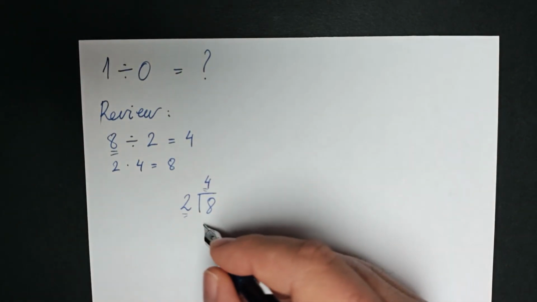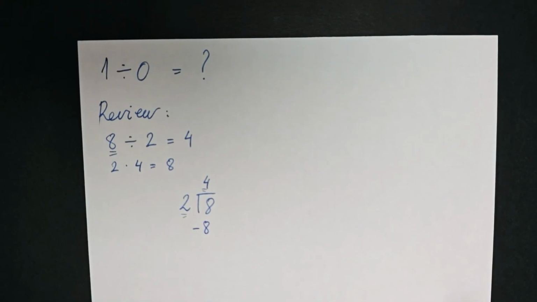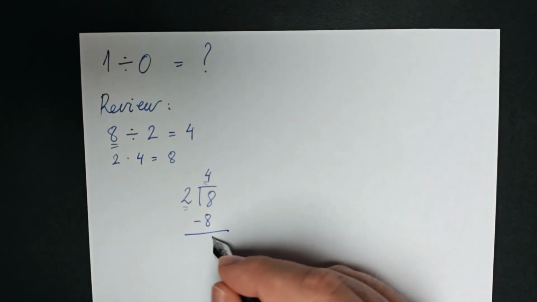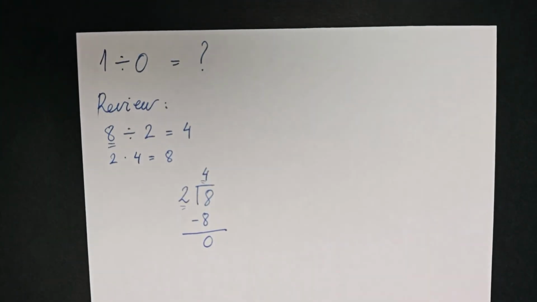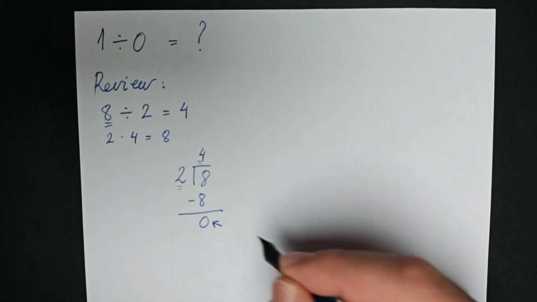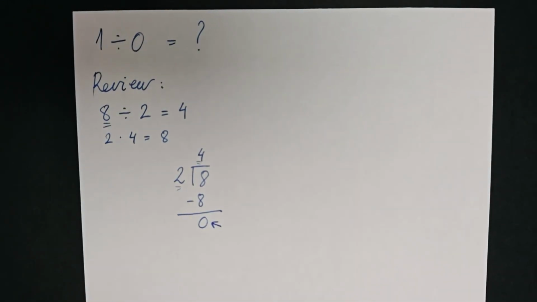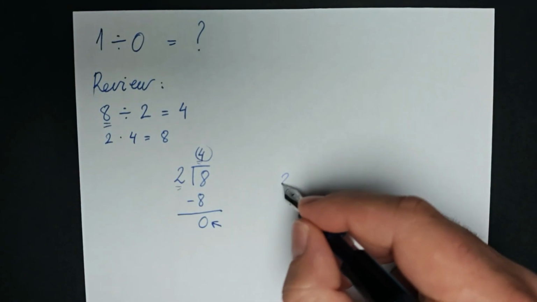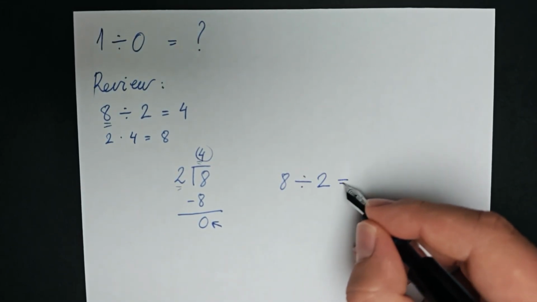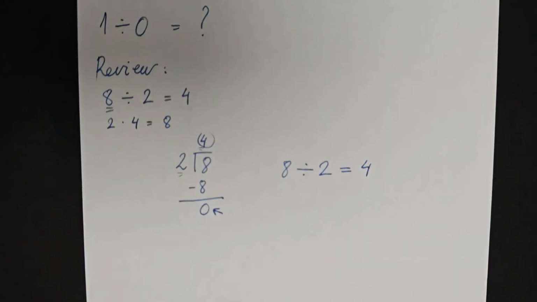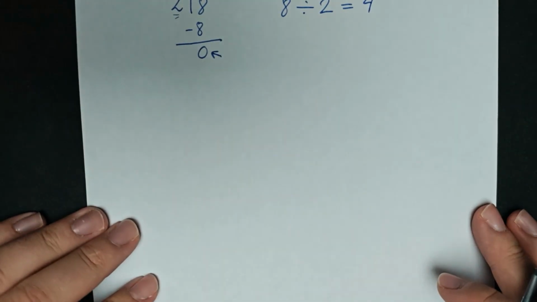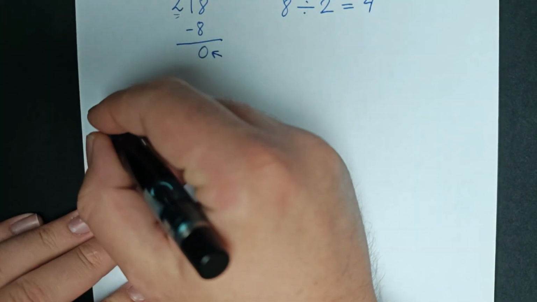And then we are going to subtract number 8 here, and that is going to give us 0. And this 0 here is the remainder. If the remainder is 0, you are done, and this is the answer. So 8 divided by 2 is equal to 4. Let's now switch places. Let's observe the following problem.